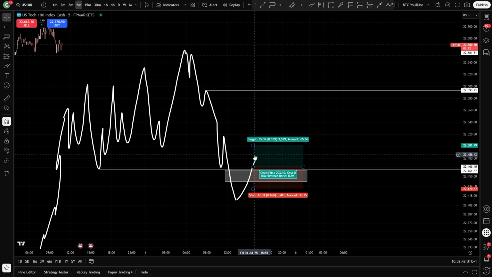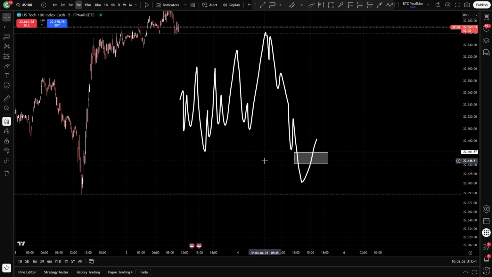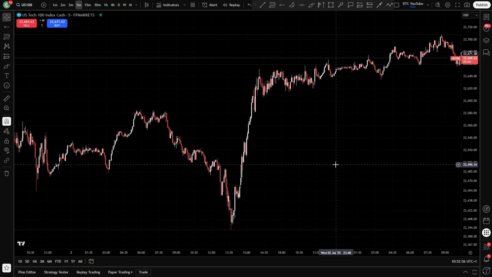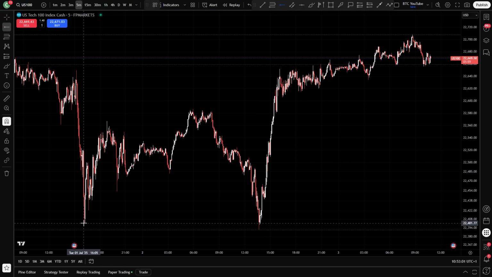I have been having some great success with this on the charts. So without further ado, let's get rid of that. Go all the way back, and then I'm just going to go through some examples. So yesterday we almost got an absolute banger of this. You can see lovely liquidity sweep down here.